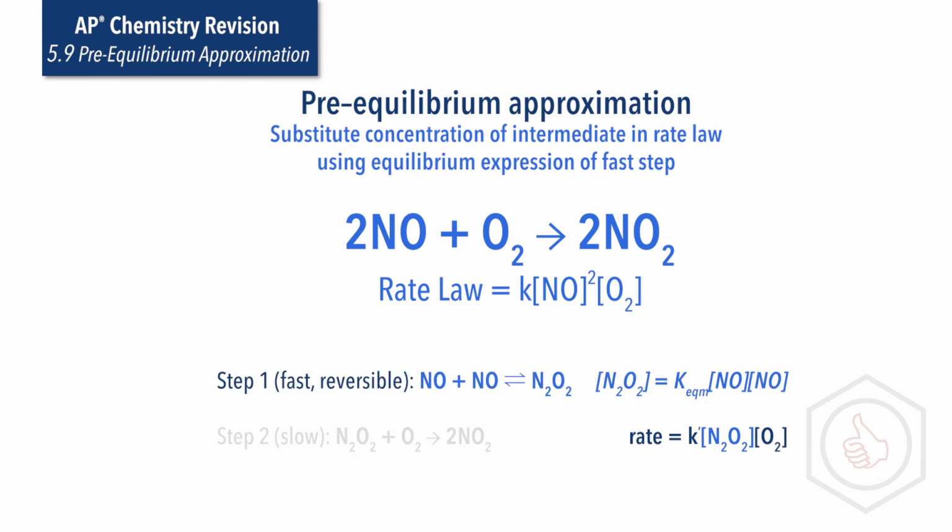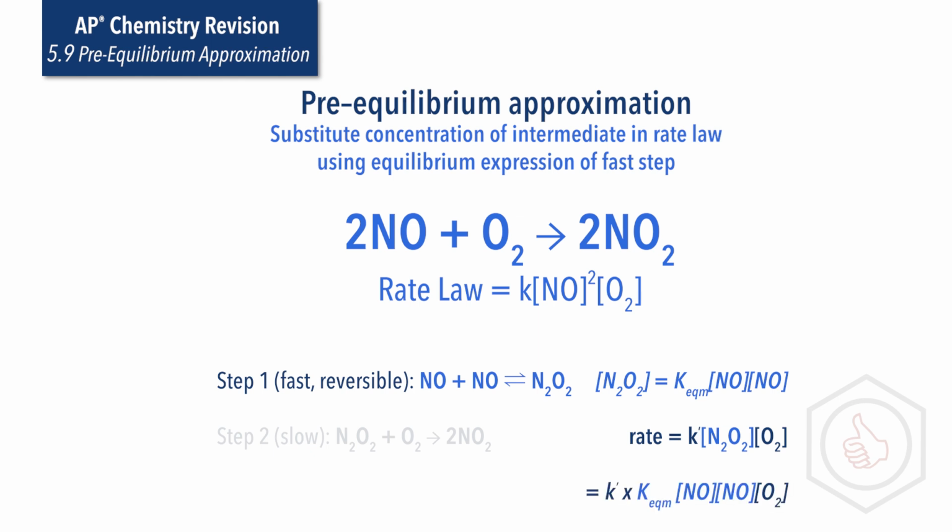at the start. Now this becomes a bit clearer when we look at equilibrium in chapter 7, but what this really means is that rather than have the concentration of the intermediate in the rate law, what we can do is substitute in the concentration of that from the equilibrium expression for the fast step.